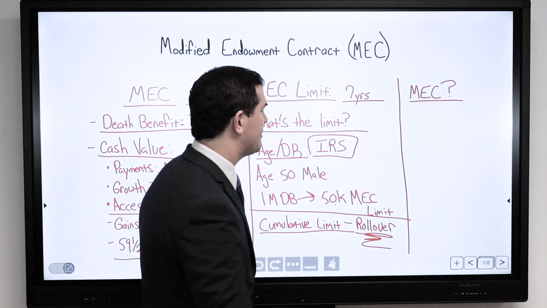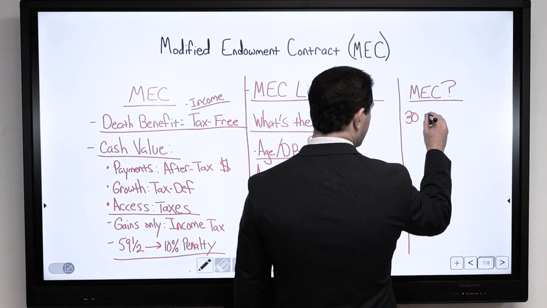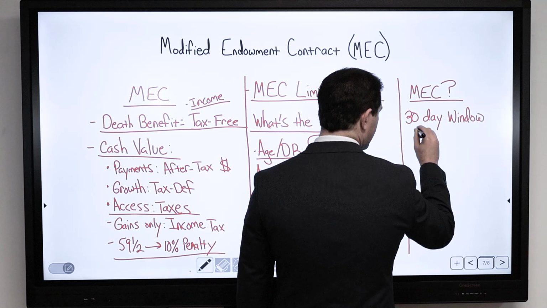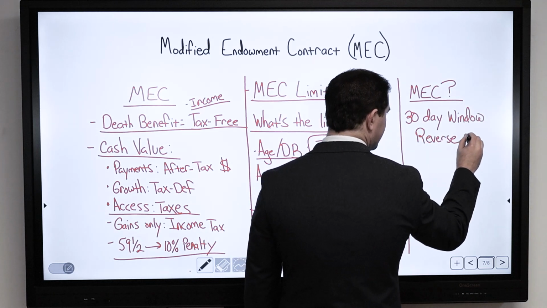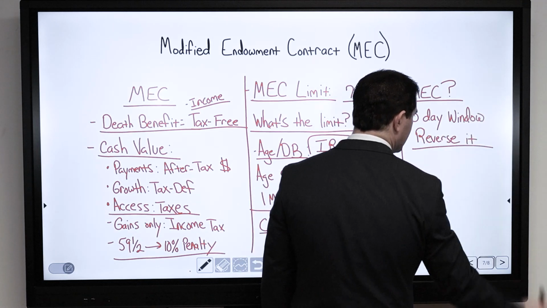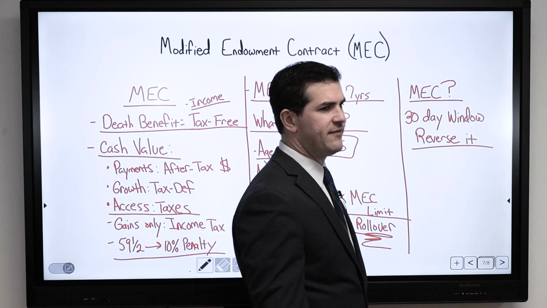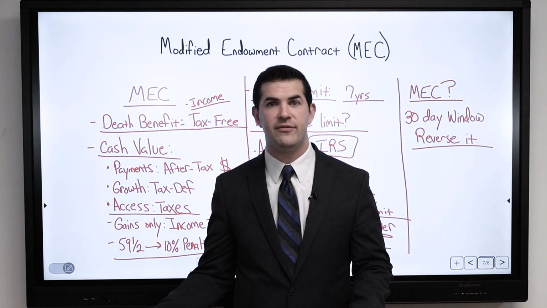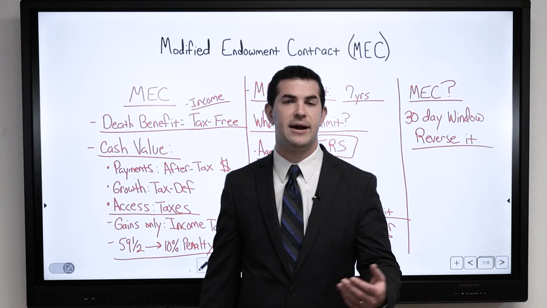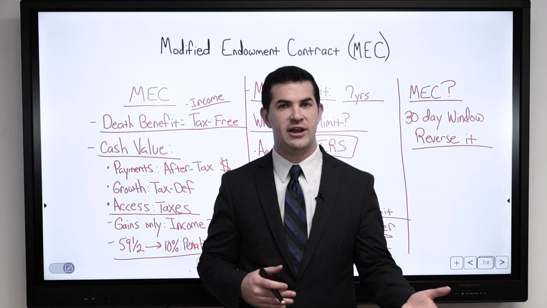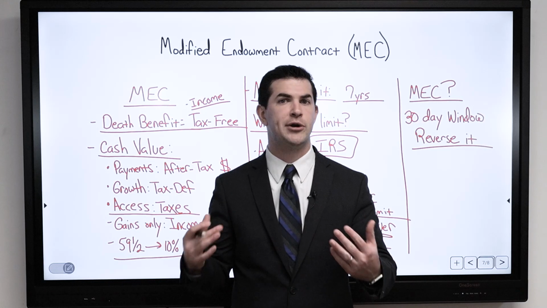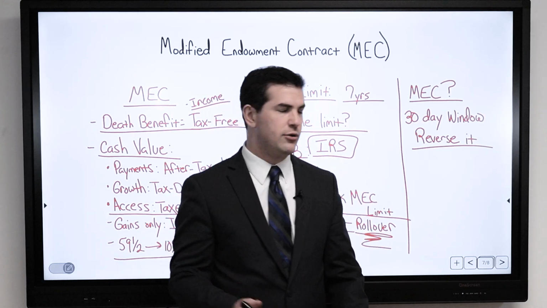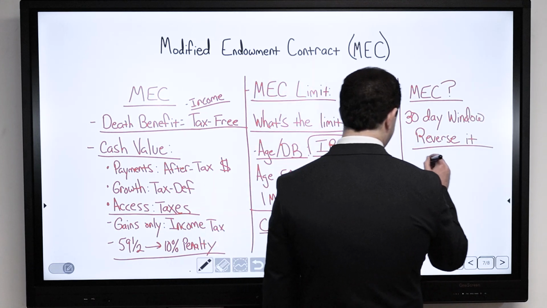No. Typically, you have a 30-day window to reverse it. Meaning if I trigger a modified endowment contract, typically the next day the insurance company will notify the policyholder, and also the agent, saying, hey, critical alert here, you triggered a modified endowment contract. You need to take action. The action here is typically very simple.